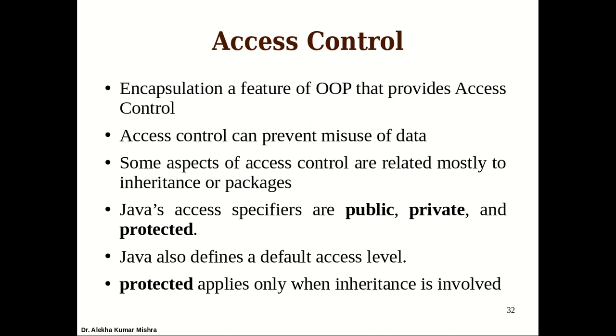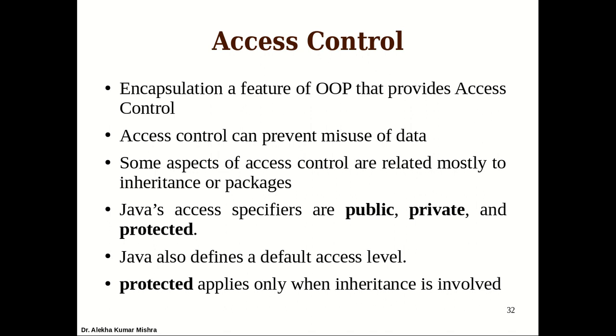All right, so access control can prevent misuse of the data, and some aspects of access control are mostly concerned with inheritance or packages. We'll revise access control when we discuss inheritance and packages. So we have three access specifiers, similar to C++, that is public, private, protected. At this moment, we will not discuss protected, but public and private. We'll discuss protected when we discuss inheritance. We have a separate session for that.